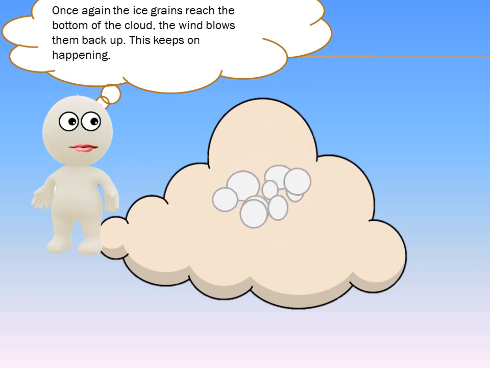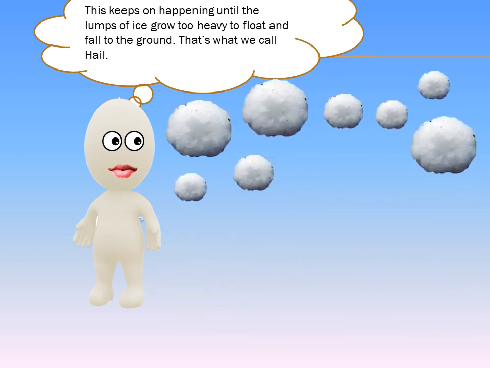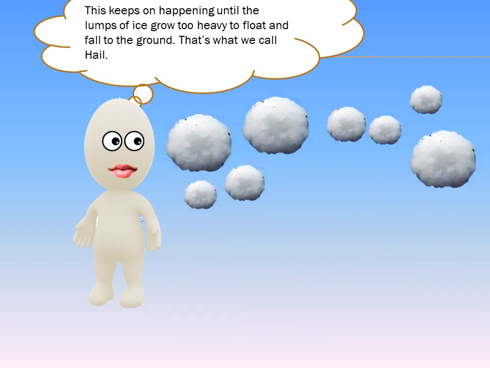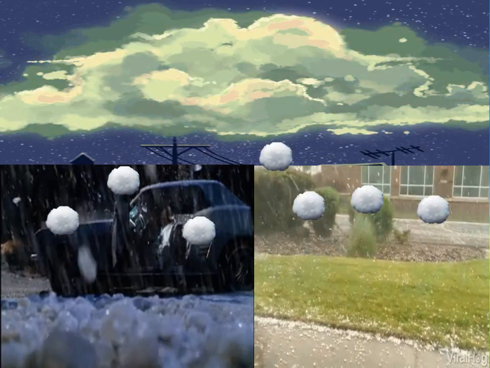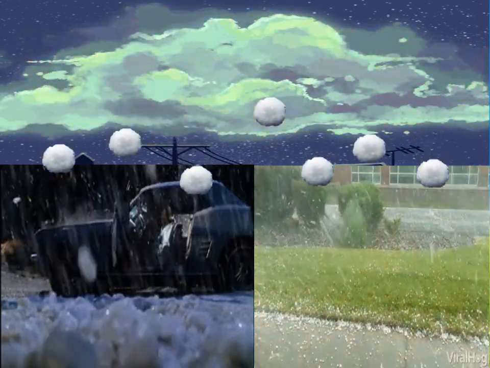This keeps on happening until the lumps of ice grow too heavy to float and fall to the ground. That's what we call hail. Sometimes these hailstones are as big as a soccer ball. Yes, these hailstones can be dangerous. They can damage human life as well as property.